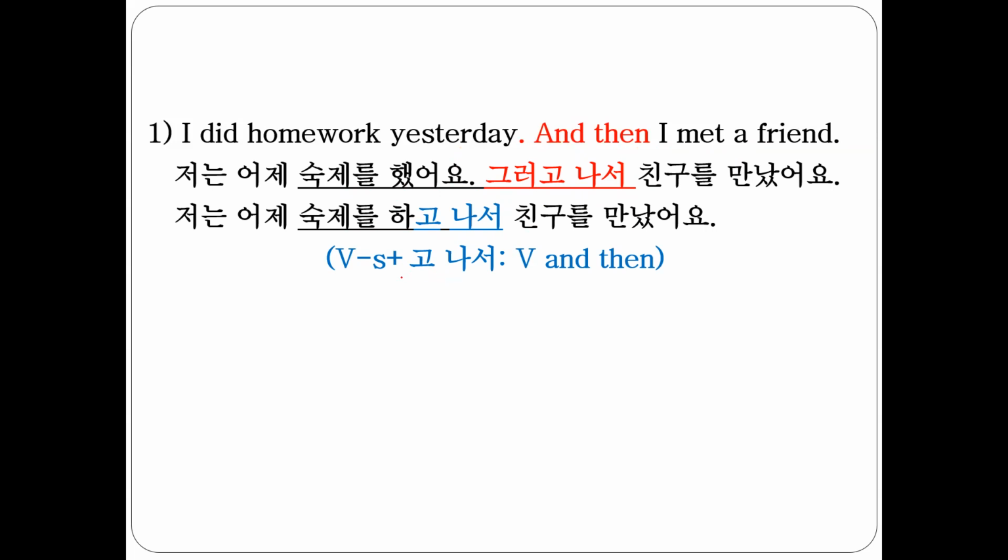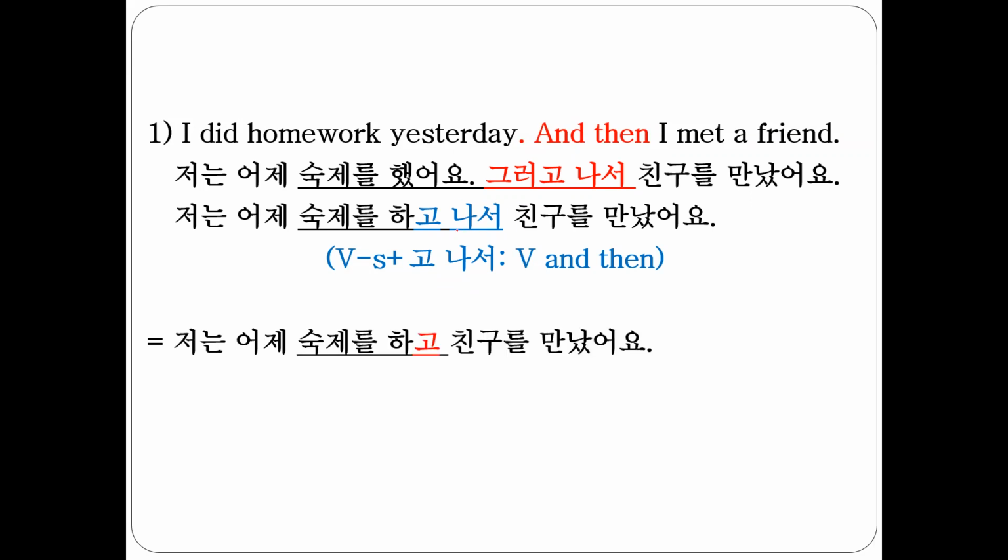So we use 뭐뭐 하고 나서 structure to indicate the temporal order of actions that occurred. But you should know this one. 뭐뭐 하고 나서 친구를 만났어요. We use this one. However, 뭐뭐 하고 나서 also has a certain form. What? 뭐뭐 하고. 저는 어제 숙제를 하고 친구를 만났어요. So stem plus 고 structure also has a certain function of a short form of 뭐뭐 하고 나서.